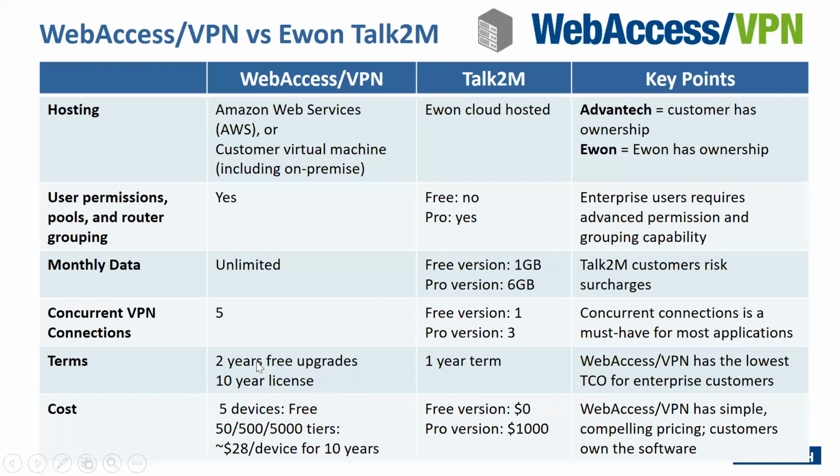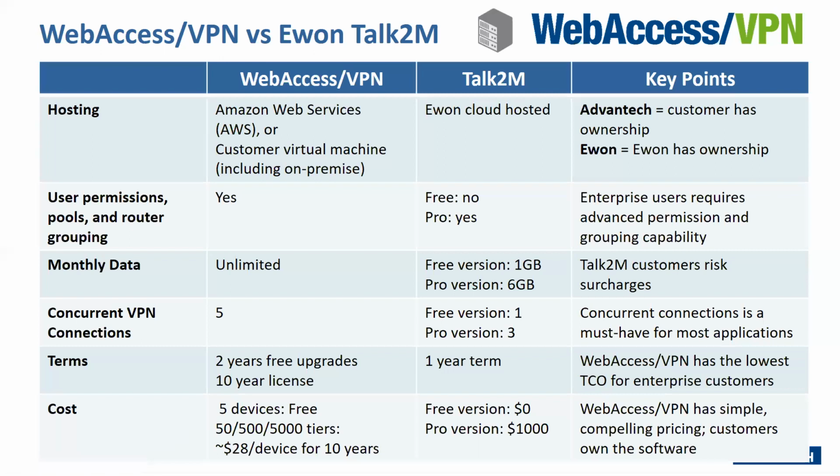Web Access VPN is set up for longer term use. So you pay once to get 10 years worth of functionality. The first 2 years are included in that cost. And then after that, you can upgrade 2 years at a time if you want to continue getting upgrades. Talk to M is always just a 1-year term. So that means lower total cost of ownership for us, all right?